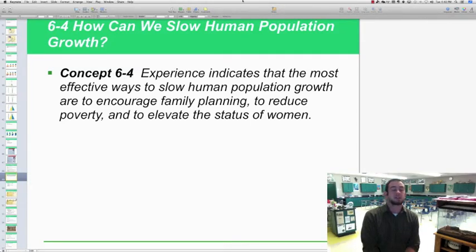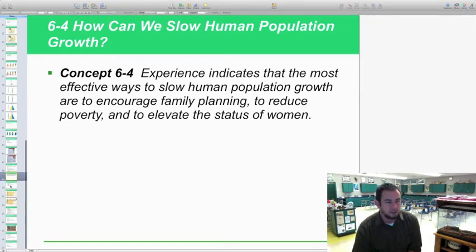This is on 6.4, how can we slow human population growth, which seems to be our greatest problem, as well as to biodiversity, to ecological problems, as well as to our own problems with the human population. So that's what we're going to talk about and look at with this last section.